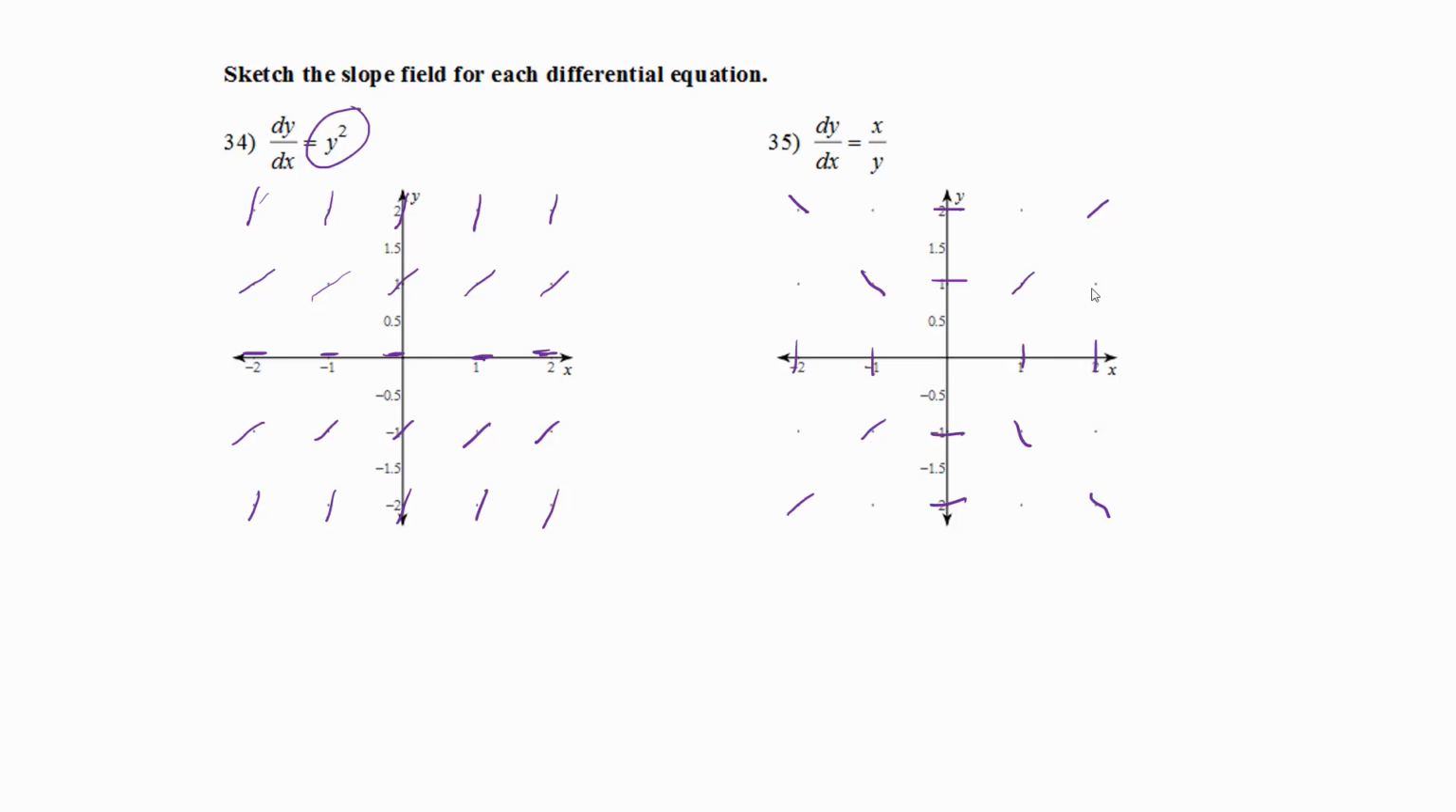Then the rest of them, you're just going to have to probably plug in, like 2 comma 1 is 2 over 1, which is 2. 1 comma 2 is 1 over 2, which is a half. And then these will be the same but the opposite direction. And then down here, negative 2 over negative 1 is positive 2. And then negative 1 over negative 2 is positive 1/2. And then these go the other direction. So there are your slope fields.